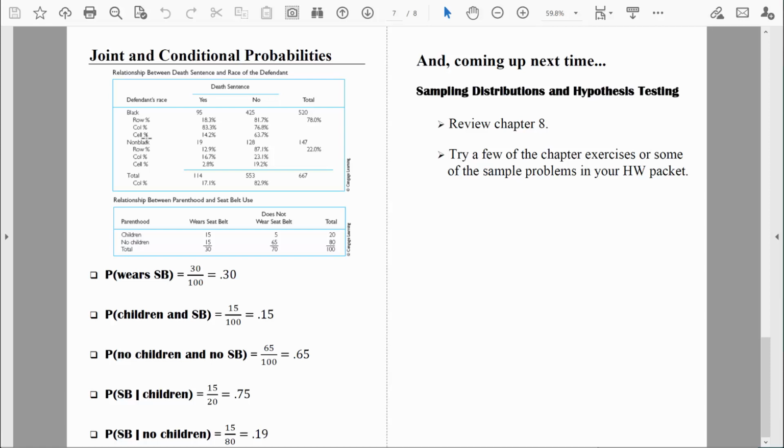Conditional probabilities are a little bit different, and in this table, the conditional probabilities are the row percentages. So where it says row percentage, right after that, put a CP for conditional probability. In this situation, an example of a conditional probability would be the probability that a person receives the death sentence given that they're black. And then, of course, we can compare that probability with the probability that a person receives the death sentence given that they're not black.